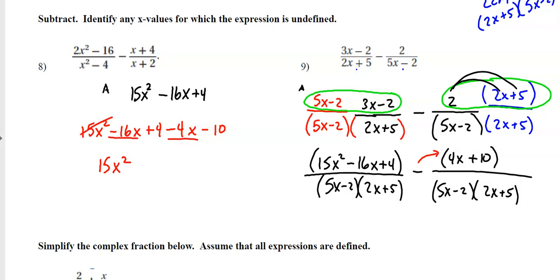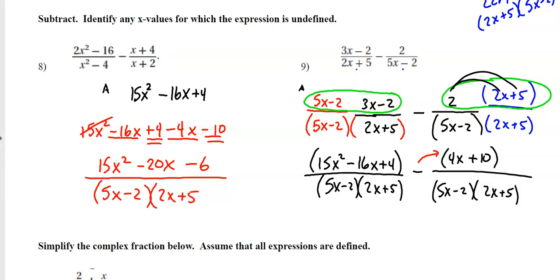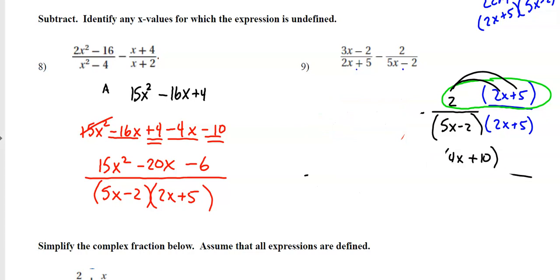That's going to be a negative 20x. And this is going to be a negative 6. All right, so I have all that going on top of 5x minus 2 and 2x plus 5. My bet is that the top is going to factor into one of those two, so I can cancel it out. This one's a lot of work.